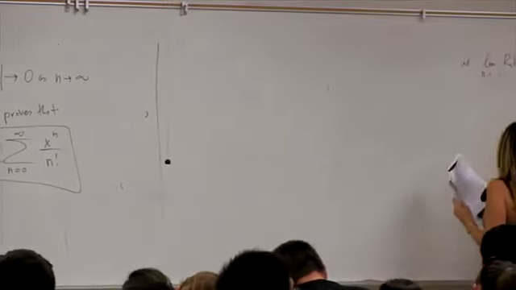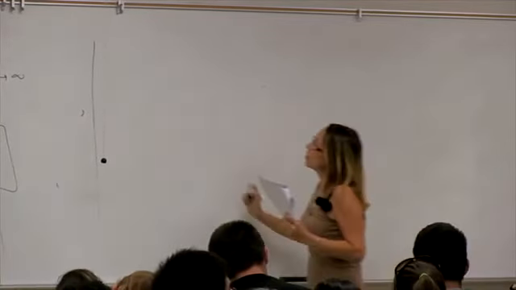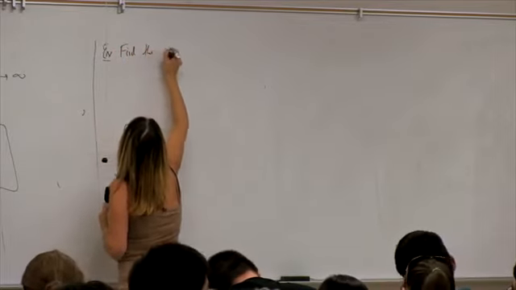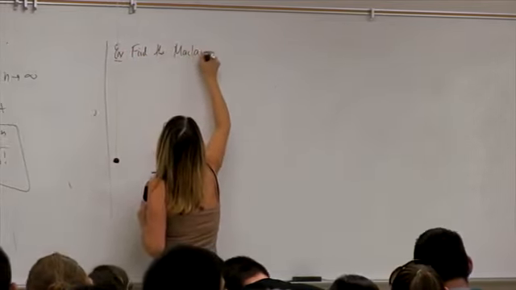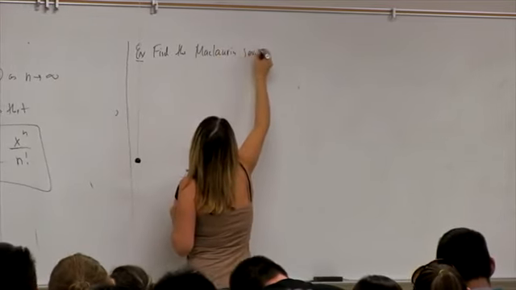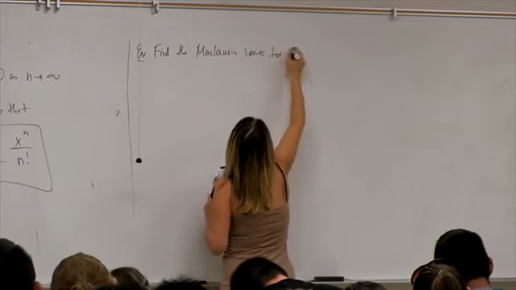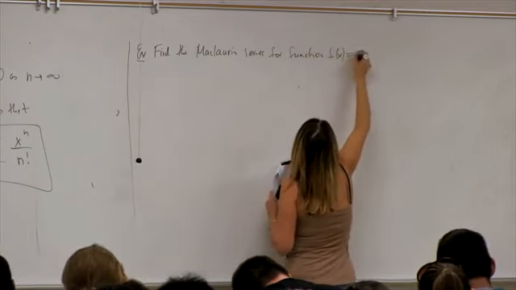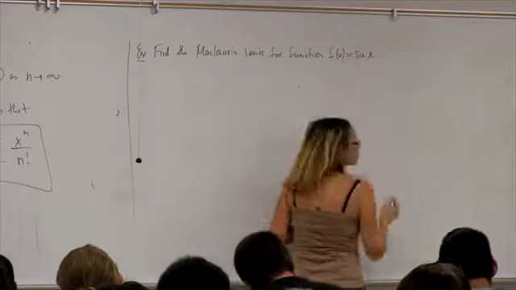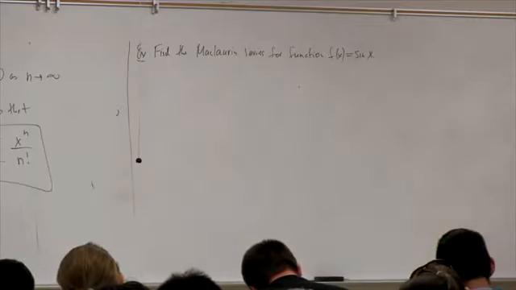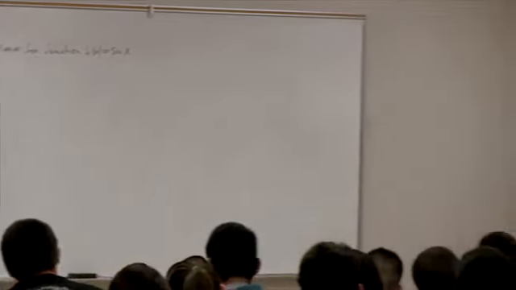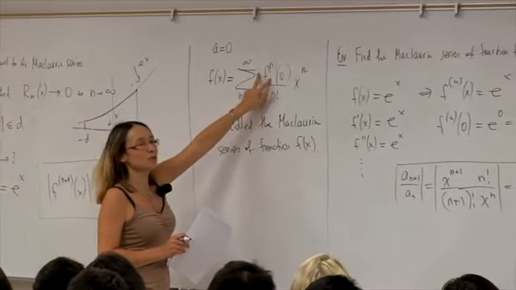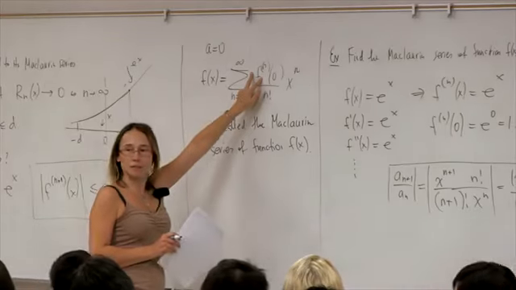So as the next example, we'll find the Maclaurin series for the function f of x given by sine x. Okay. So go back to the general formula. We need to populate the series with the nth derivatives of sine at 0.